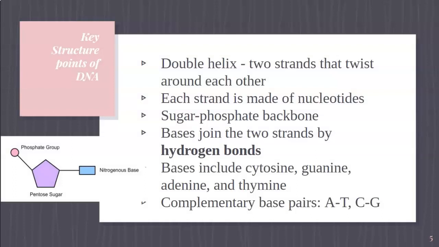So let's talk about some key structure points of DNA. As I just said, it's a double helix, right? 2 strands that twist around each other. Each strand has nucleotides, has a sugar phosphate backbone, and the nitrogenous bases of the 2 strands are joined together via hydrogen bonds. There are 4 different bases, A, T, C, and G, and they are complementary to each other, right? A goes with T, C goes with G.